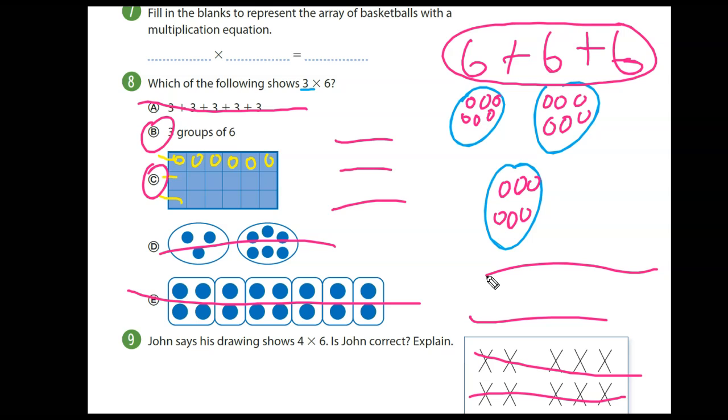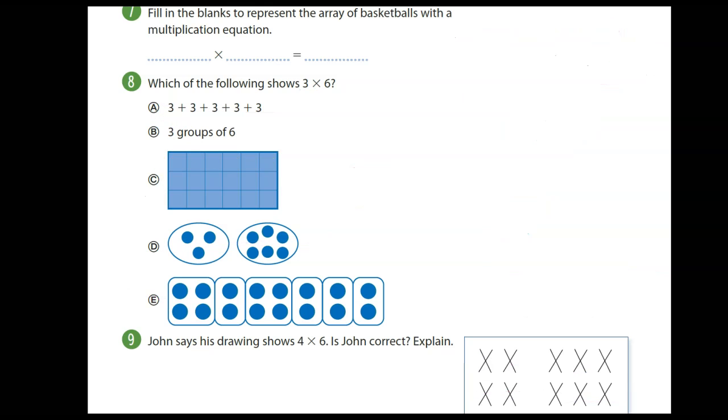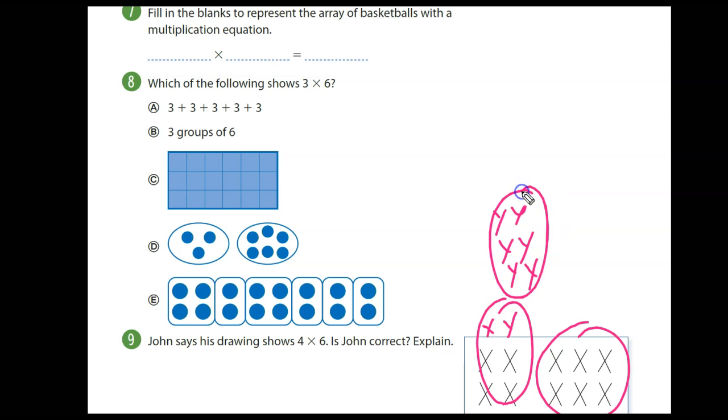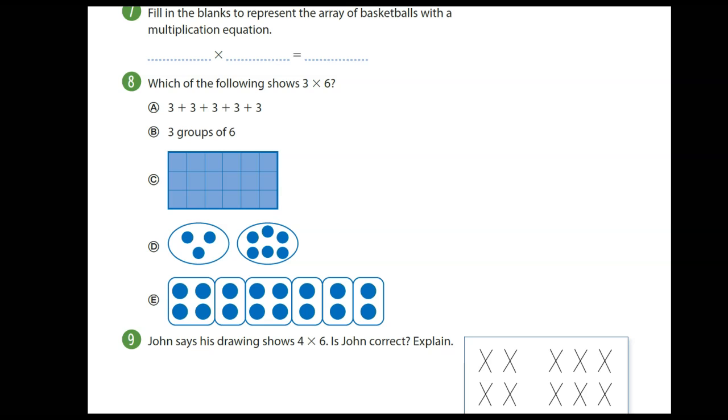Okay. If he did groups, he only has 1 group right now of 6. So he would need 3 more groups of 6 each, right? Because he only has 4 right here. He would need another group like this, another group of this, and another group of this. Then it would be correct. But it's not correct the way he has it. Is it? No.